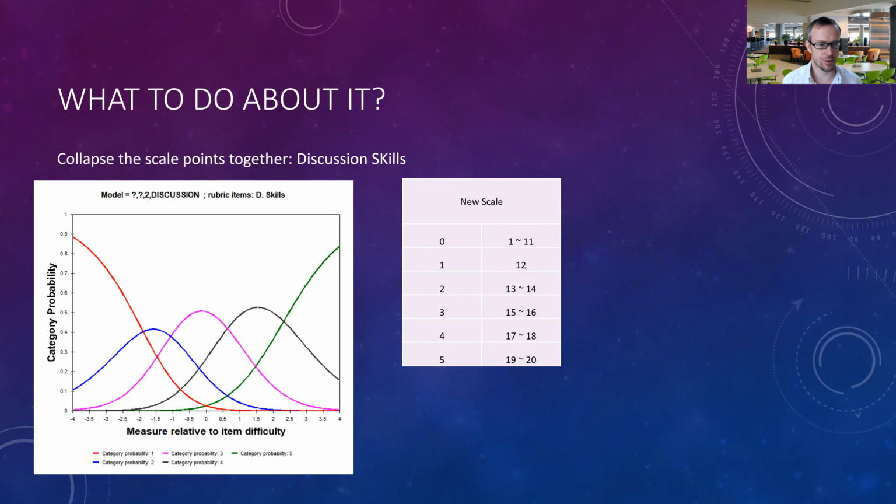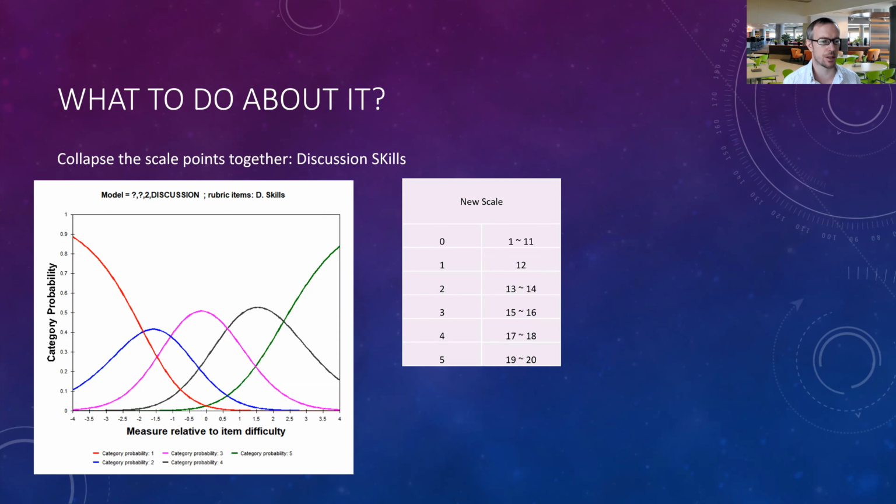The solution would be to collapse together some of these scale points and reduce the number of scale points. One thing you can do in Facets, the Rasch measurement program, is to recode the data, and that's what I did. So I combined together some of the scores. For example, 1 to 11 was 0, 1 was 12, 2 was 13 to 14, etc., as you can see on the table in the middle. And that led to an output like you can see on the left.